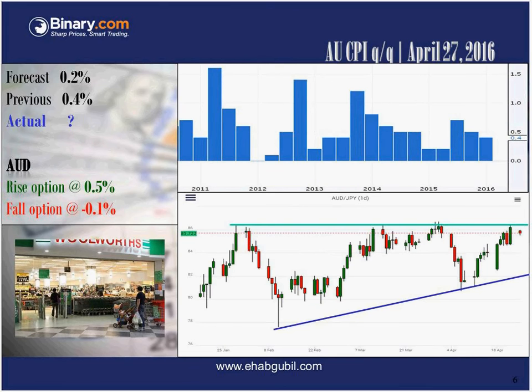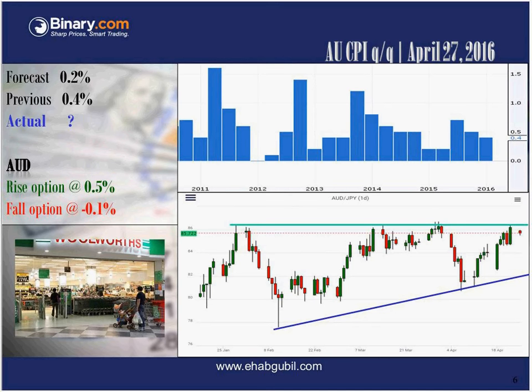Australian CPI will be released on April 27 at 2:30 a.m. London time. The Australian CPI figure is a quarterly release, therefore there is a chance for surprises. It's forecasted at 0.2%. Previous release was 0.4%.